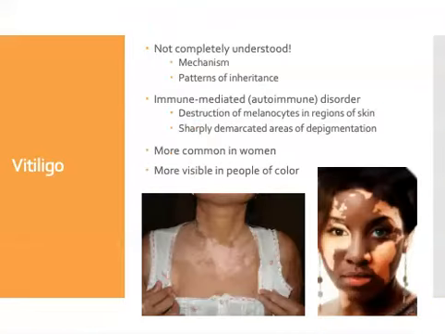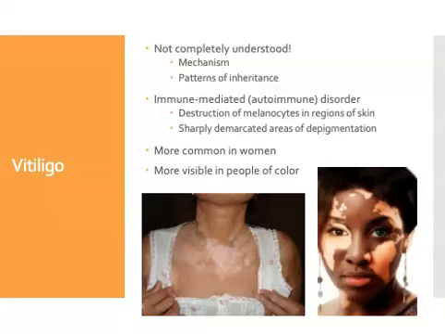There's another skin condition that is related to melanin production, and that's the condition called vitiligo. Now, unlike albinism, vitiligo is actually an autoimmune disorder, and it is a disorder that is not completely understood at this time. We don't understand the complete mechanism, the complete physiology of this disorder, and we don't know whether or not it's inherited, although it has been shown that it can run in families.